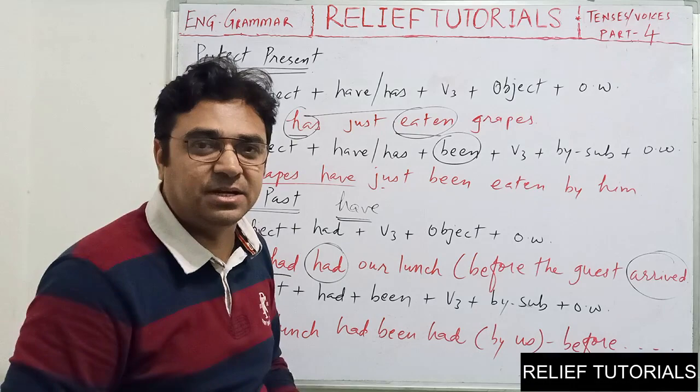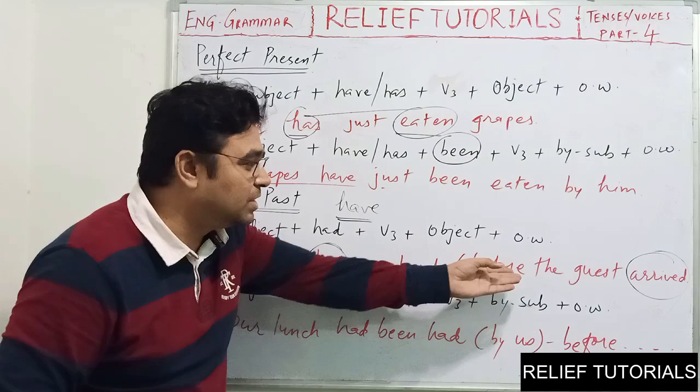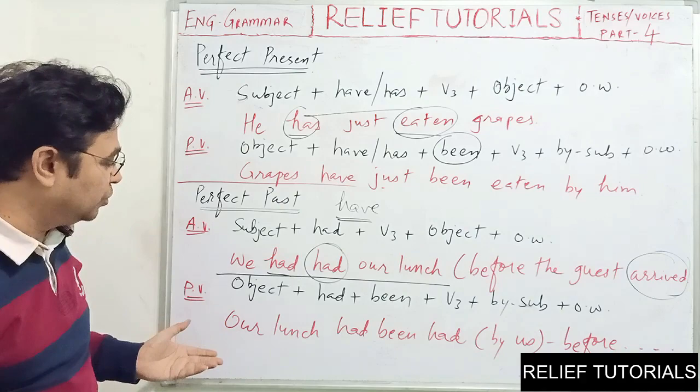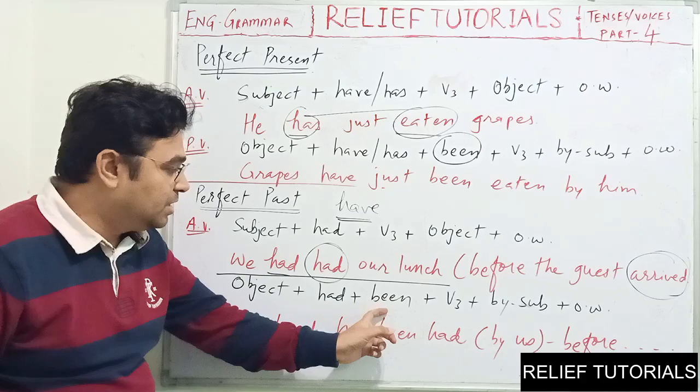Can you understand that? So this is what you can also call adverbial, or other words. This is what we are concerned with. We had had our lunch, that is perfect past tense. Now it's passive voice, object, again had, auxiliary verb, that been is added, V3 of the main verb, that is also had.